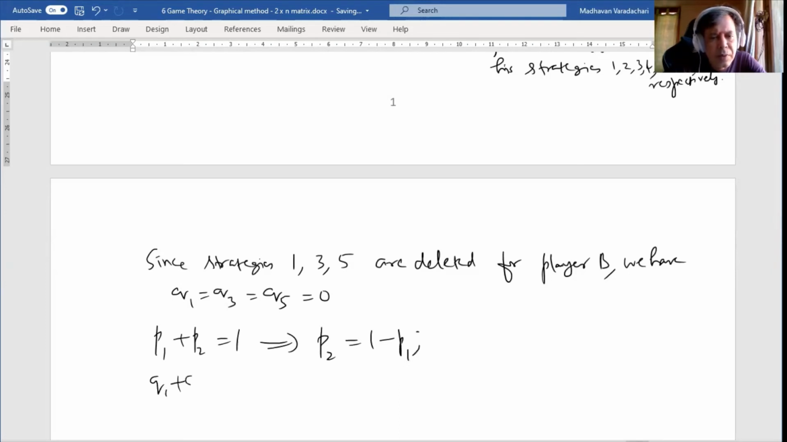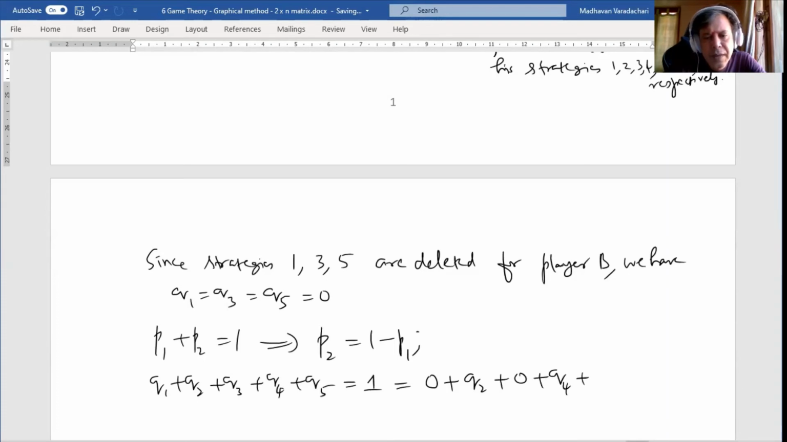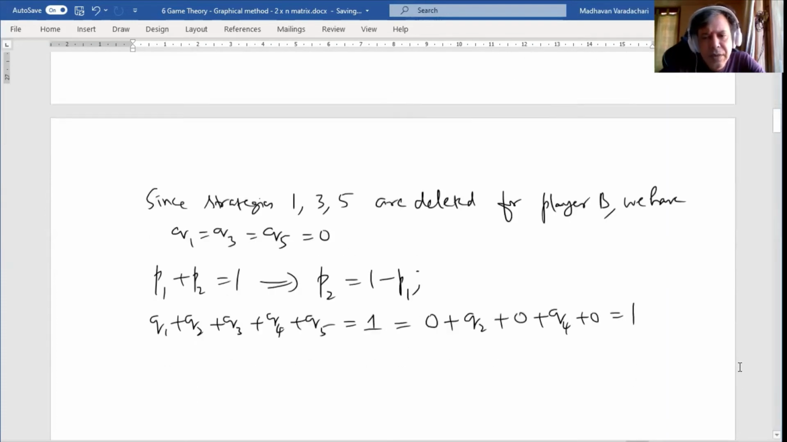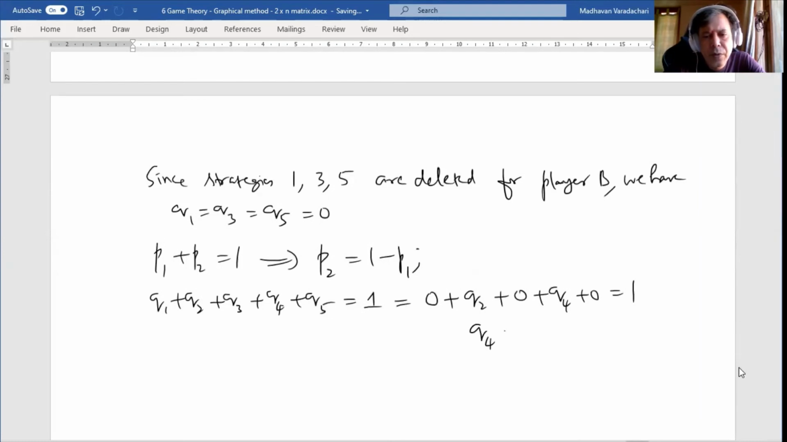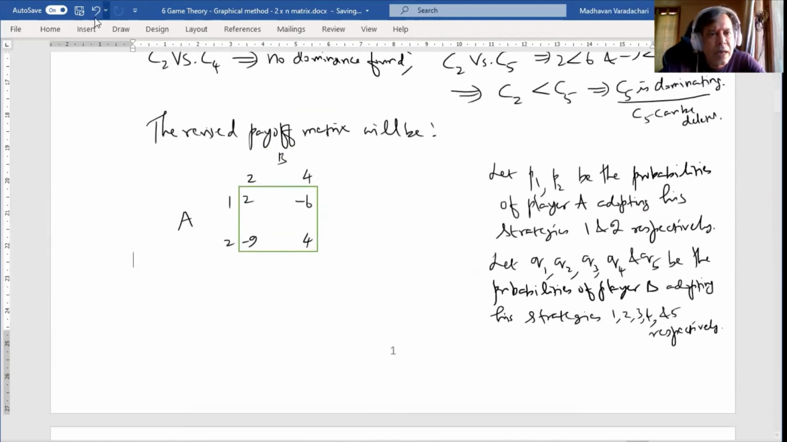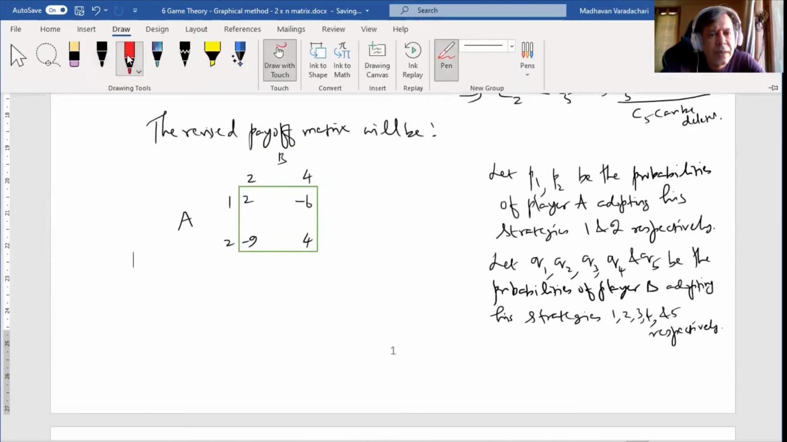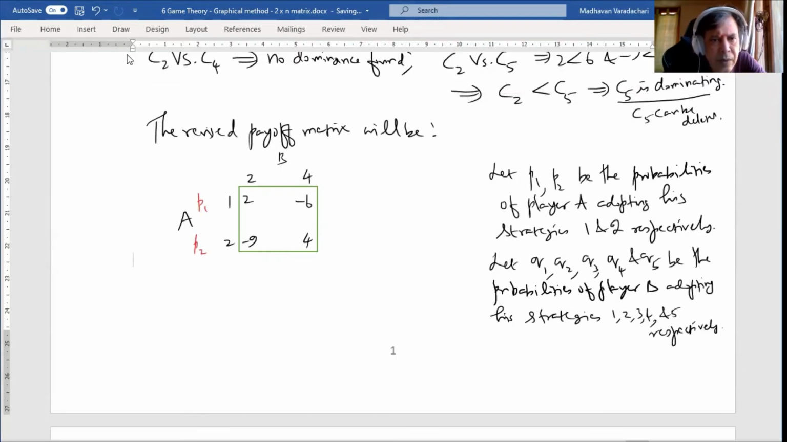Then Q1 plus Q2 plus Q3 plus Q4 plus Q5 will be 1, which is the same as Q1 is 0, Q3 is 0, Q5 is 0, which means I can say Q4 is the same as 1 minus Q2. So with this, we'll go back and write the probabilities in red color just to have a better understanding. Here it will be Q2, here it will be Q4.